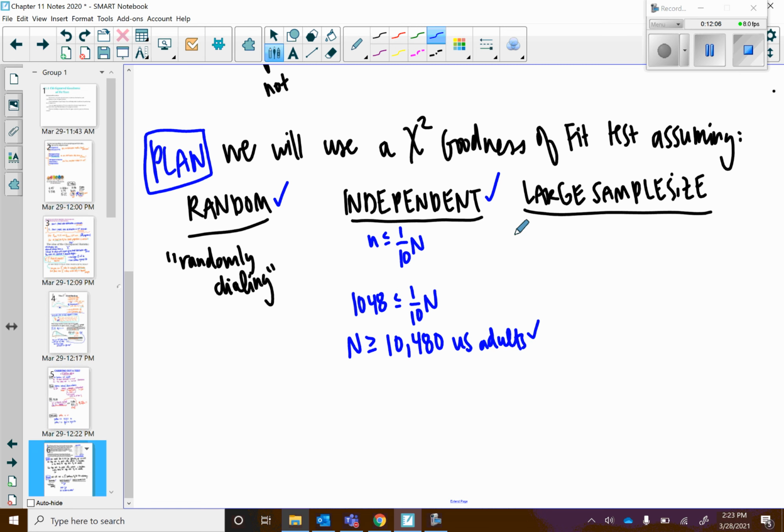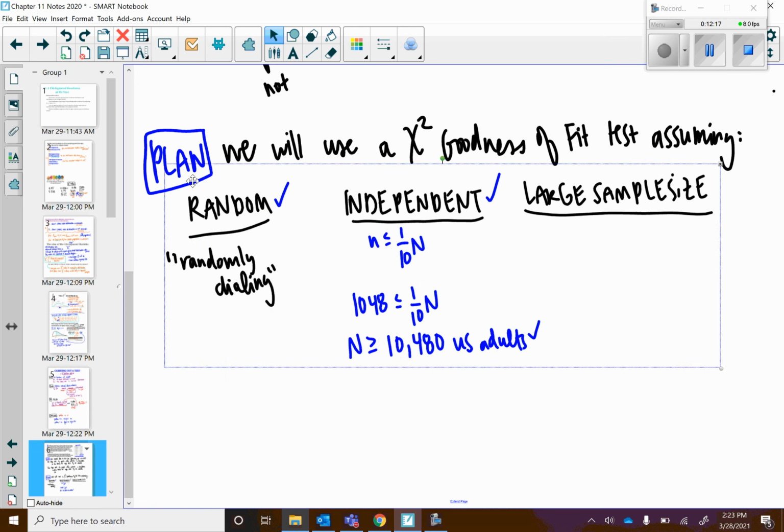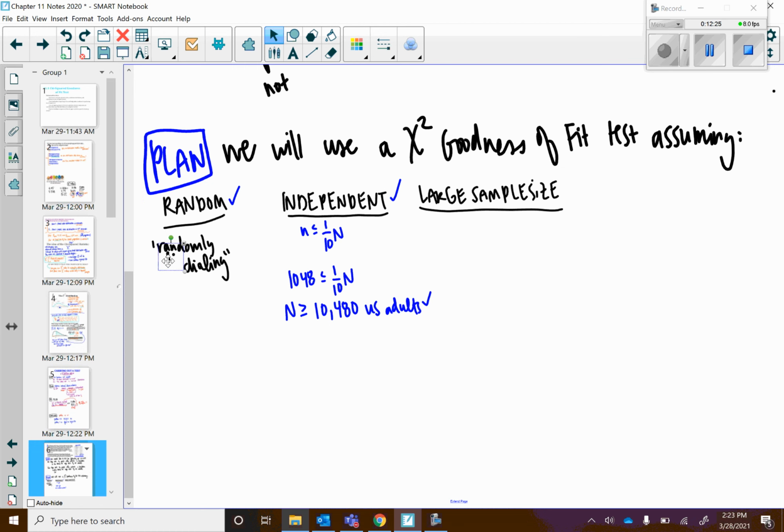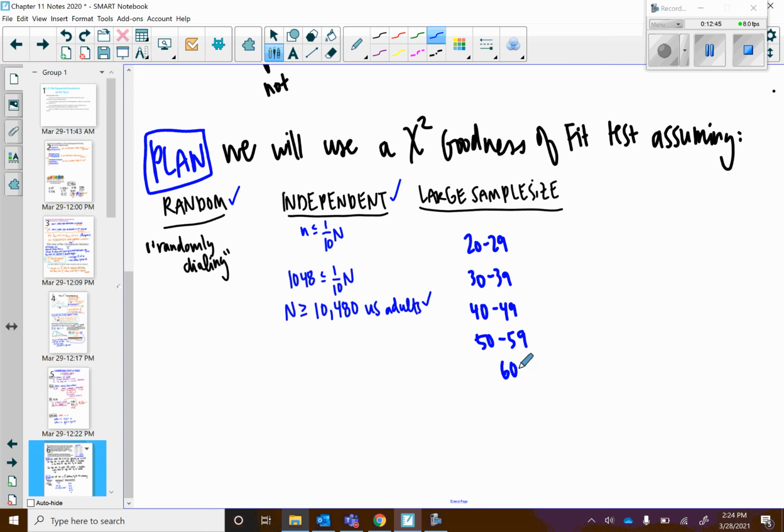What about the large sample size? So for our large sample size condition, we need to calculate all of our expected counts. All right, our large sample size. So here's what I know. I know that there's the 20 to 29 age group, 30 to 39, 40 to 49, 50 to 59, and then 60 plus.